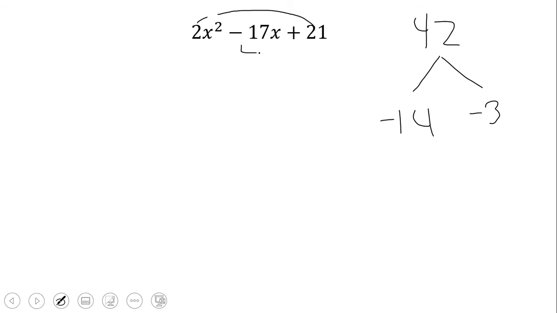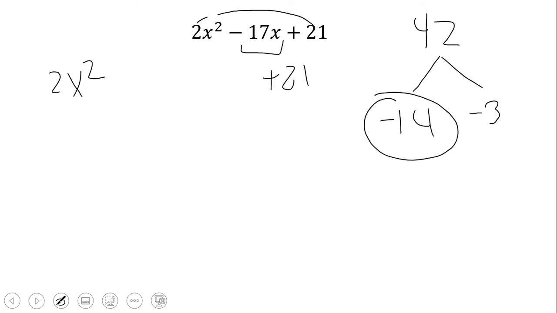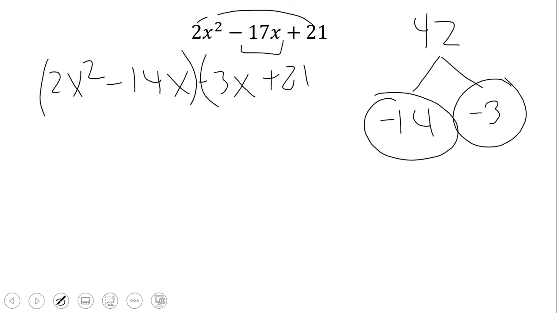Remember, the whole point of why we're doing this is we want to split up that negative 17x. So carry the 2x squared, leave the 21 in the back, take the negative 14 and rewrite it as negative 14x. Take the negative 3 and write it as negative 3x. Remember, you're not changing the problem. All you're doing is rewriting 17 as 14 and 3. That's totally legal.